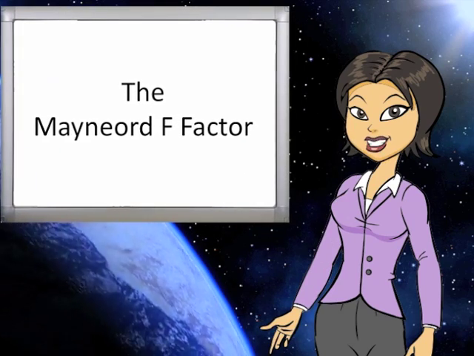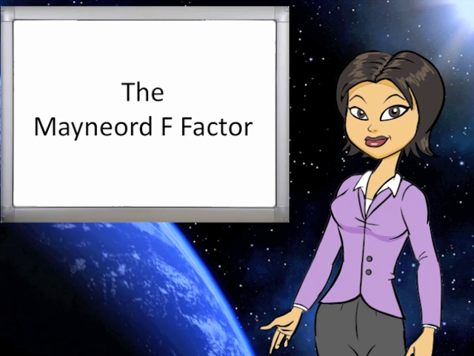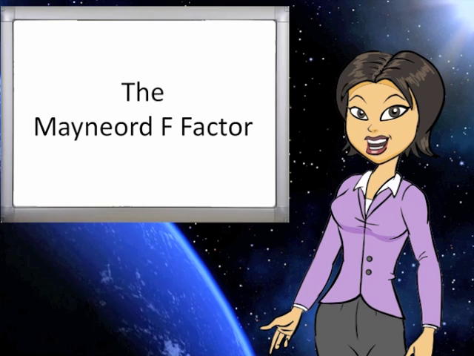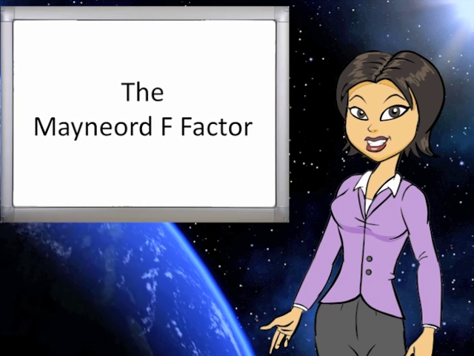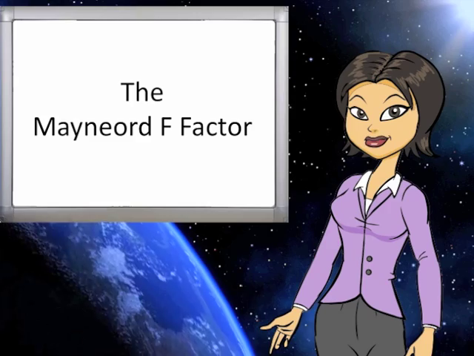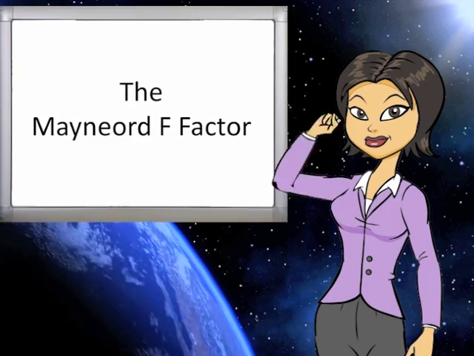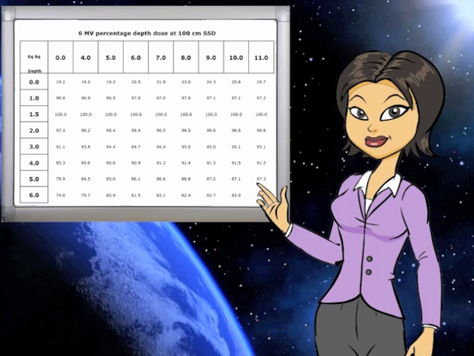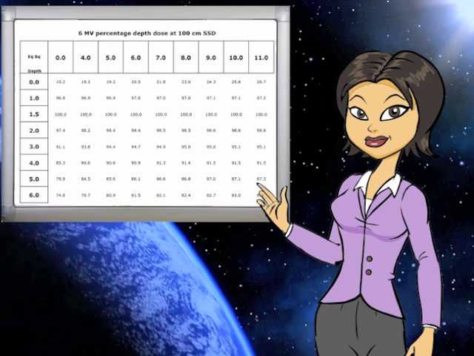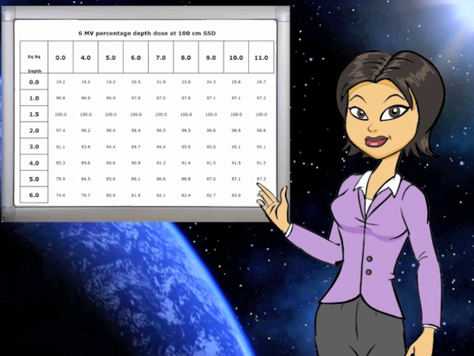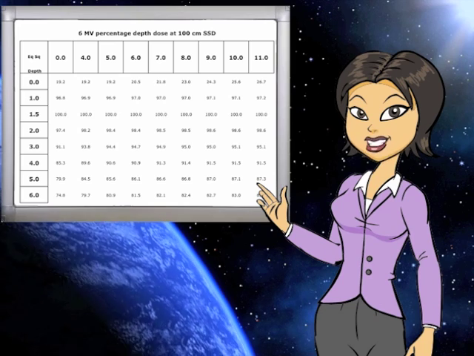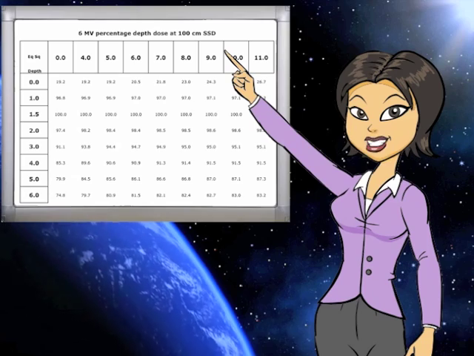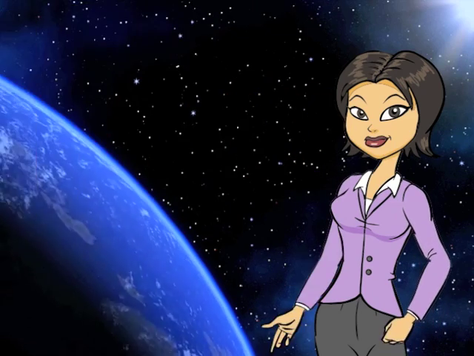Since the irradiated volume for a given field is decreased when the SSD is increased, we must adjust our PDD because of the change in distance. This is because our PDD chart is calculated in respect to a certain reference point. In this example, our chart is for a 100 centimeter SSD.